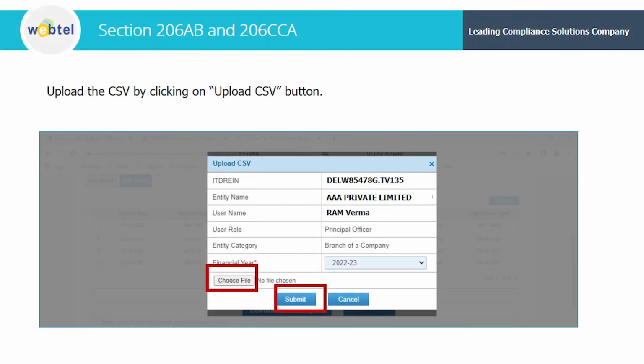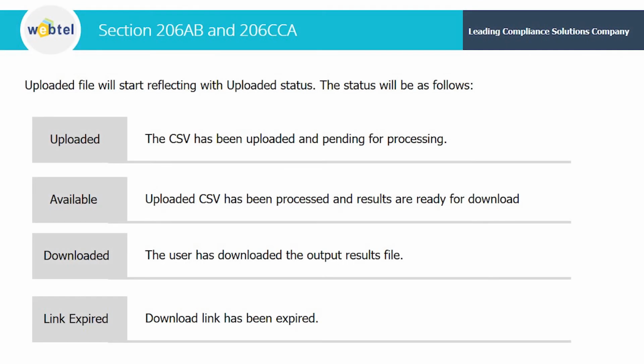So you can upload the CSV file, and then you can choose the relevant file and upload CSV, submit. And once you have submitted, the option will come uploaded. Thereafter it will become available, and after some time it will become downloaded, and later on, once you download it, it will change to link expired.